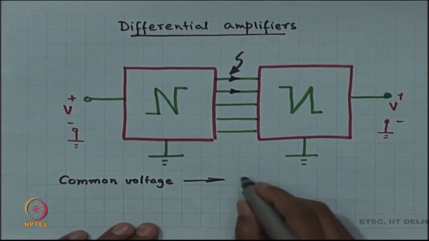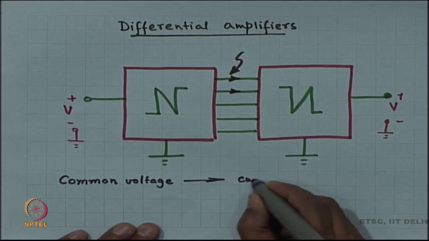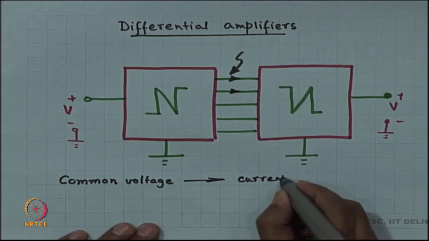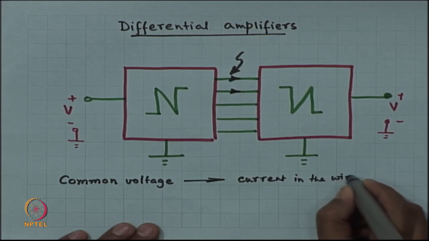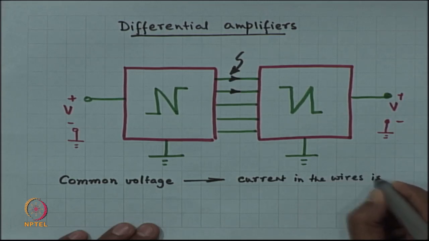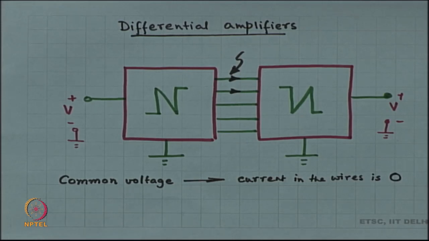Then the outcome of the experiment is that the current in the wires is 0. Or in other words, if I have a wire and I know beforehand that the current in the wire is 0, I am allowed to cut the wire with scissors.